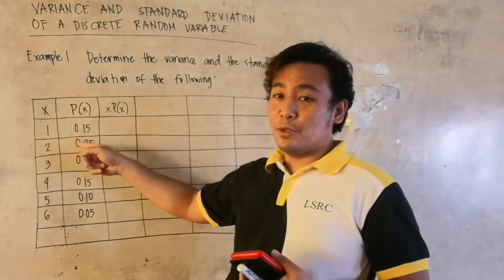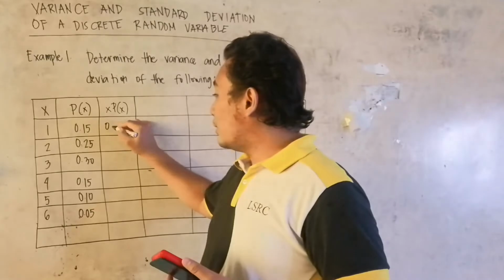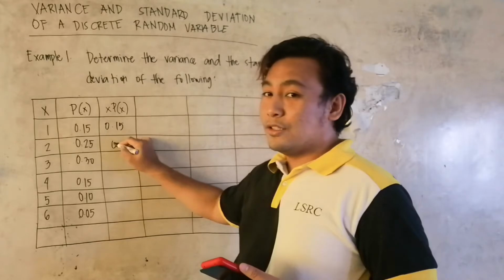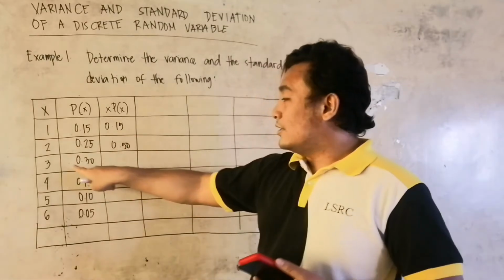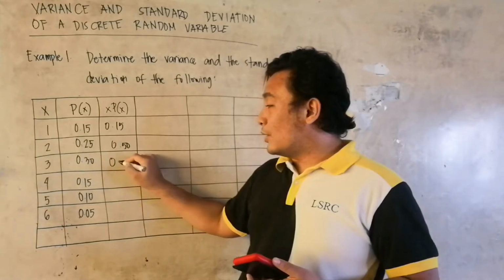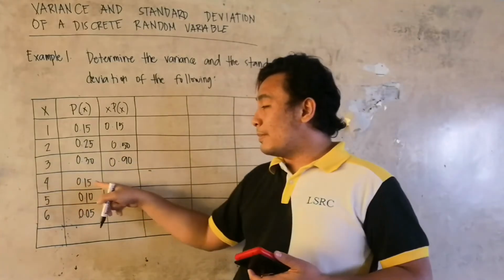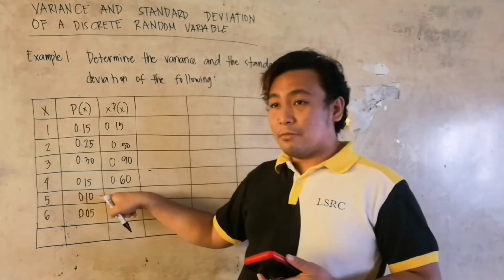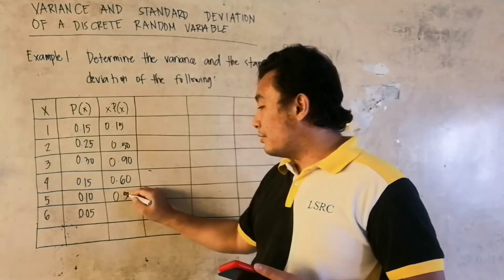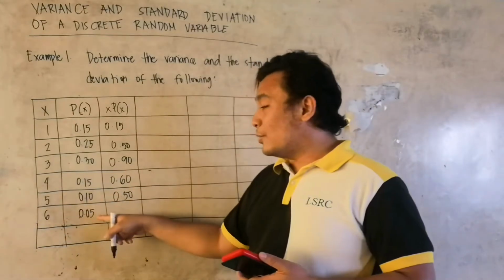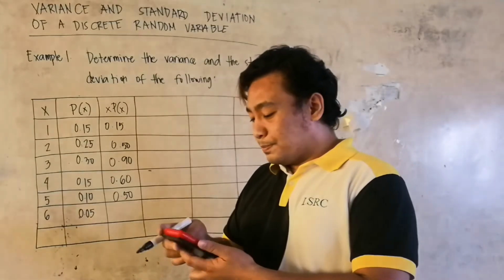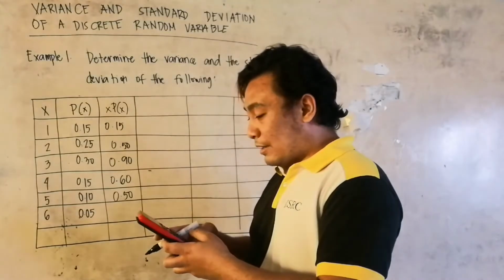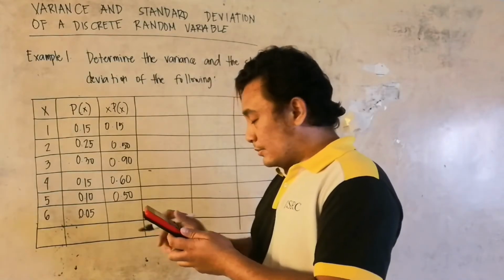1 multiplied by 0.15 is equal to 0.15. 2 multiplied by 0.25 is equal to 0.50. 3 multiplied by 0.30 is equal to 0.90. 4 multiplied by 0.15 is equal to 0.60. 5 multiplied by 0.10 is equal to 0.50. And 6 multiplied by 0.05 is equal to 0.30.